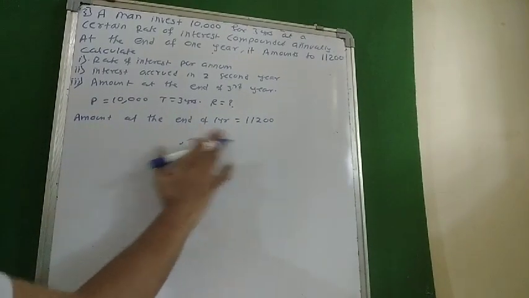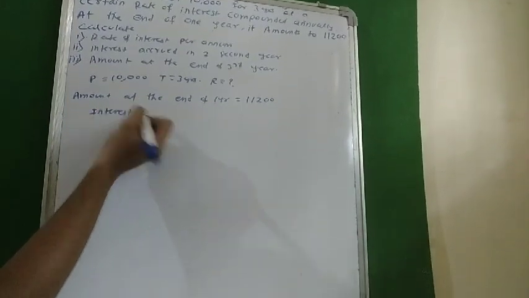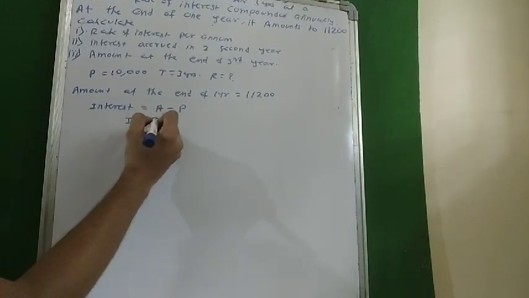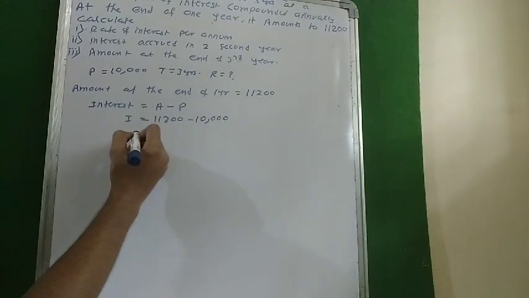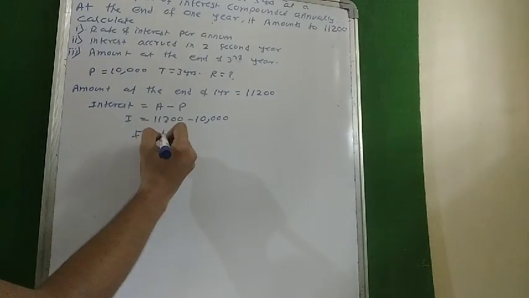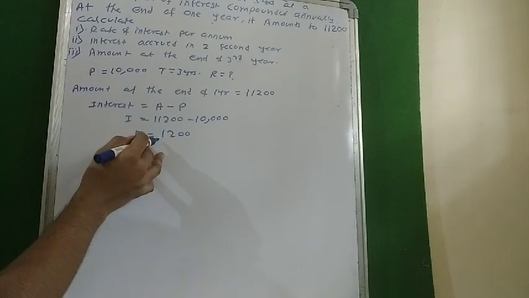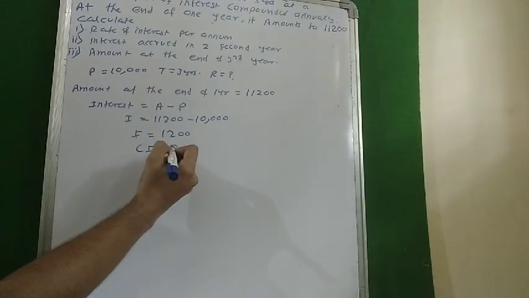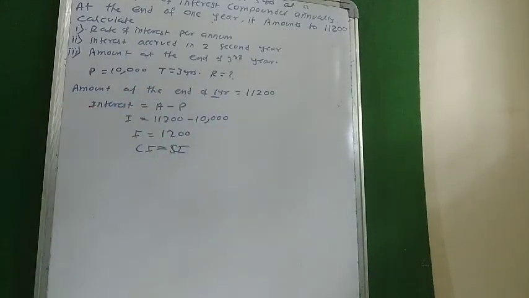So I can say that the interest is amount minus principal. 11,200 minus principal is 10,000. So the difference is 1,200. The interest is 1,200. You can consider this interest as a simple interest or compound interest, because at the end of 1 year, both are equal to each other.